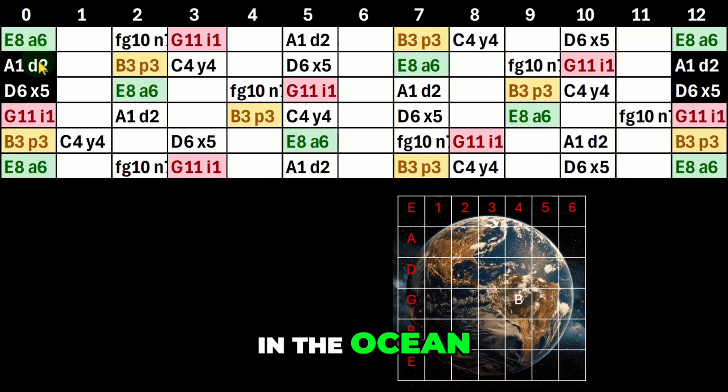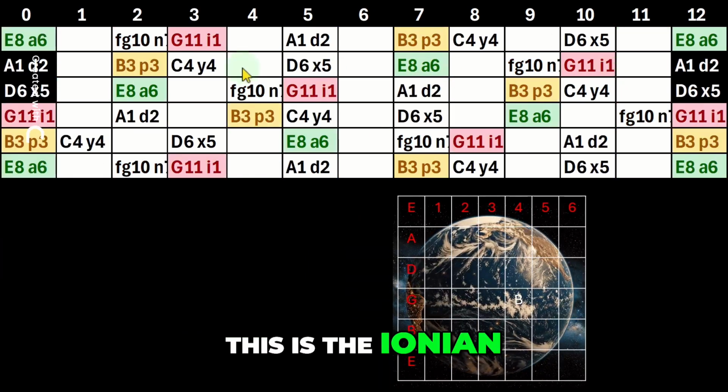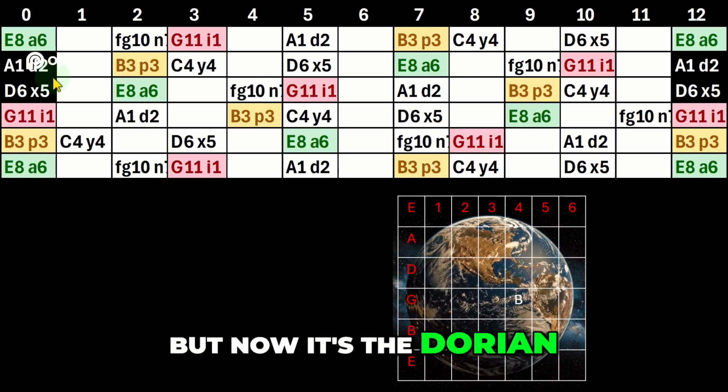The A is now in the Aeolian. Now we're in rotation 11. The G, this is the Ionian. The A is there, but now it's the Dorian.